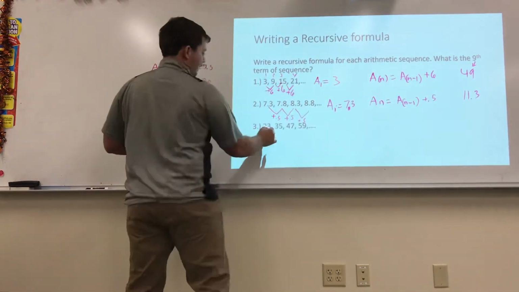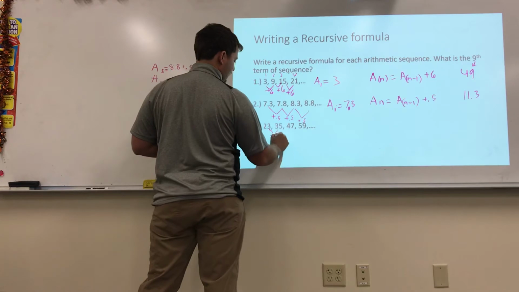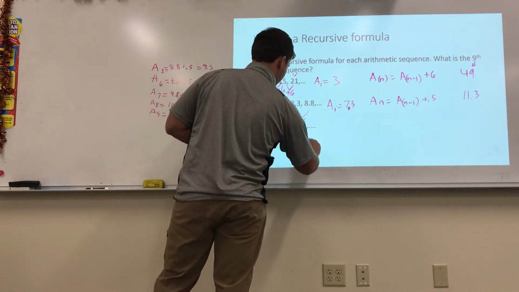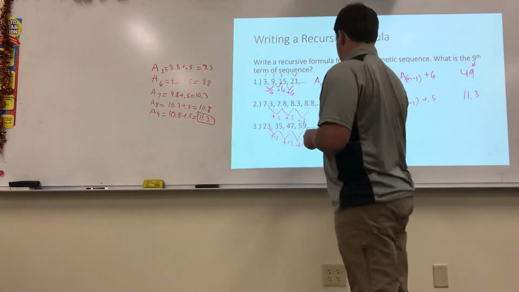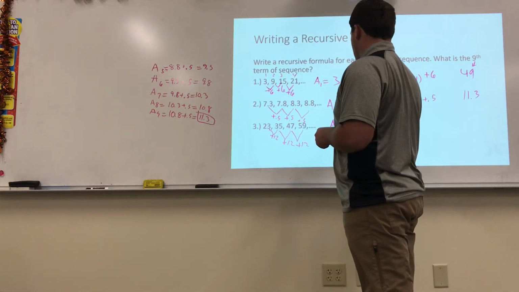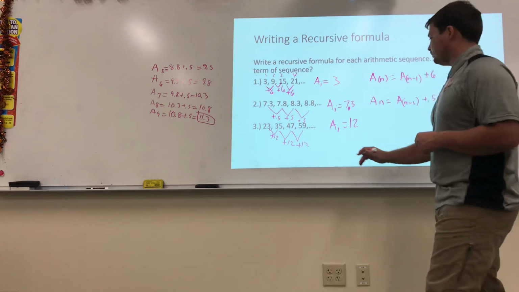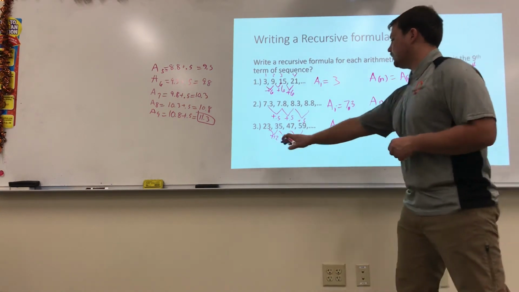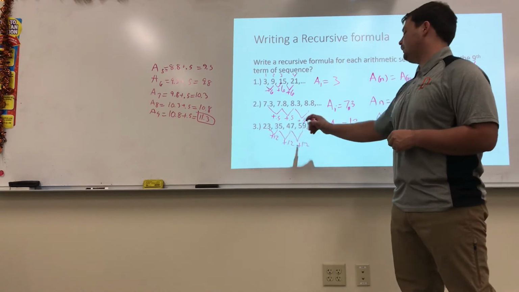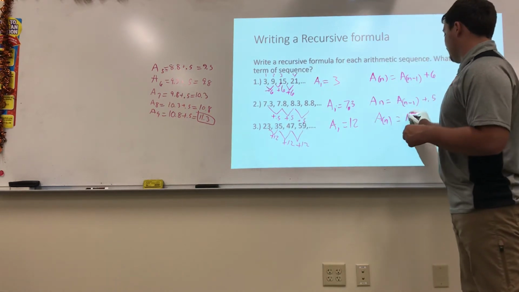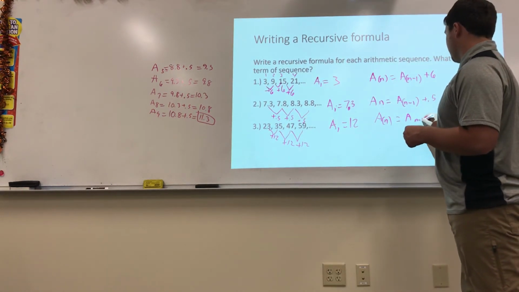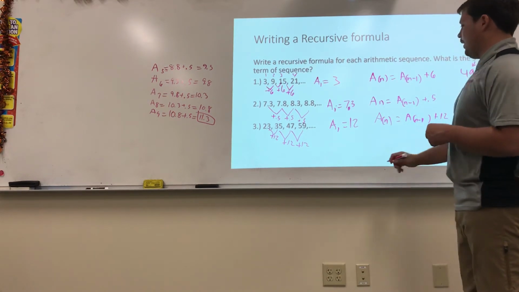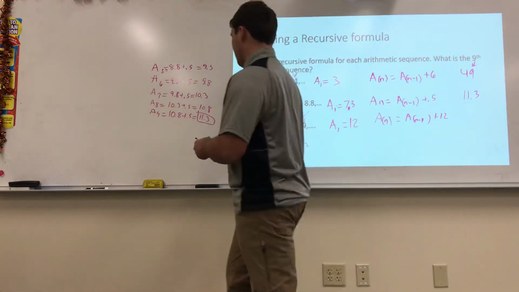This one we're adding 12, adding 12. Once again, the a of 1 is going to be my first value. Okay? My formula is a of n, so whatever the nth term is, this is 1, this is 2, this is 3, and 4. You're going to take that and you're going to go n minus 1. So you're going to go back the one before it. Then you're going to add, in this case, 12 because that's what it's going up by.